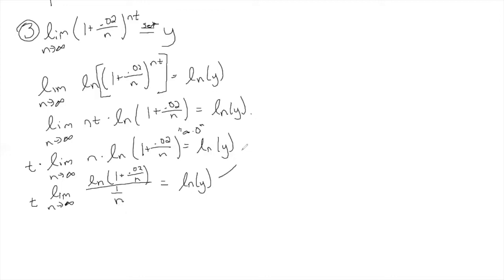Okay, so I will move up here because I'm starting to run out of room. So I have t times this, and now I'm applying L'Hopital's rule. So what is the derivative of the top? It is 1 over the thing on the inside times the derivative of the thing on the inside, which is negative 0.02 over n squared. And you should check that for yourself. But it's just an application of chain rule there. And on the bottom, I get negative 1 over n squared.